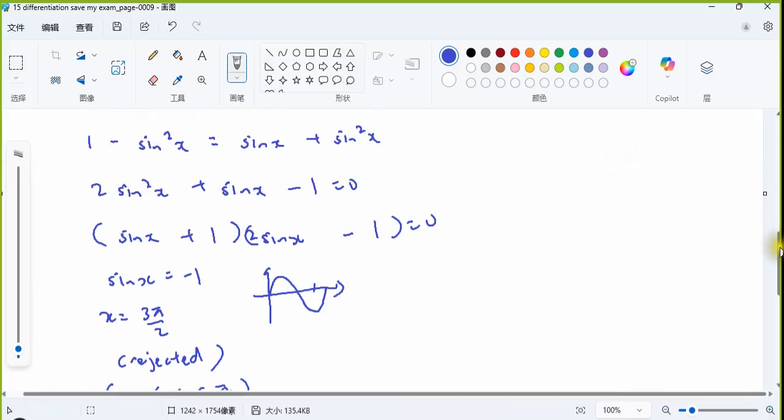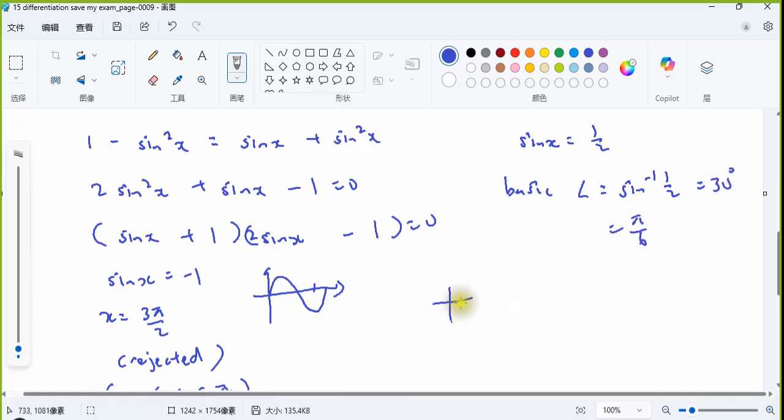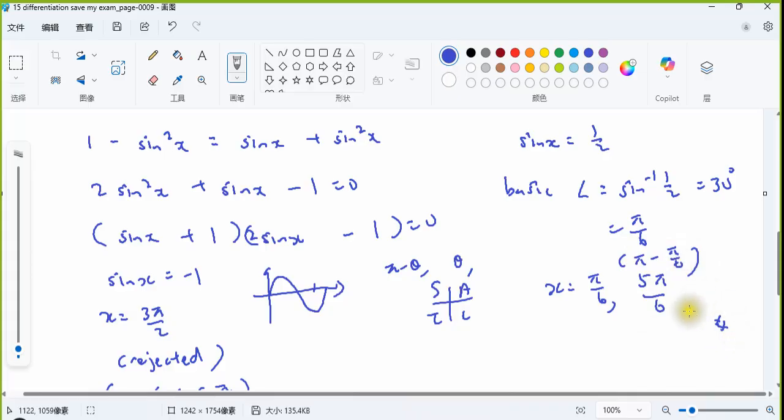And then next we will have sin x equal to half. So the basic angle will be arcsin of half, that is 30 degrees or pi over 6. And we have the ASTC. So this is theta, this is pi minus theta. So x will be pi over 6 and 5 pi over 6. 5 pi over 6 is actually pi minus pi over 6. So these two are the answer. Okay.